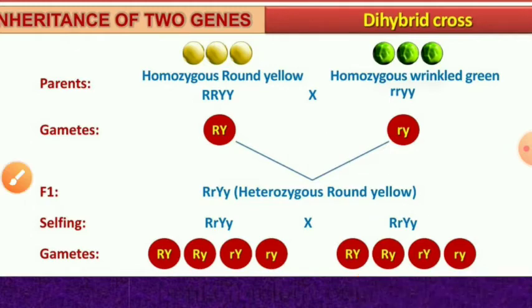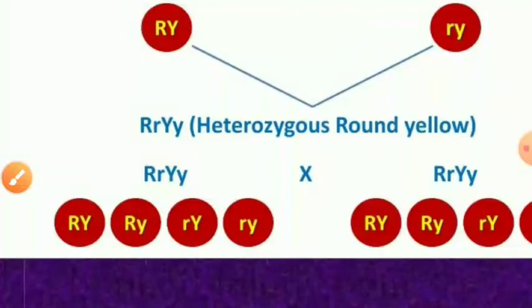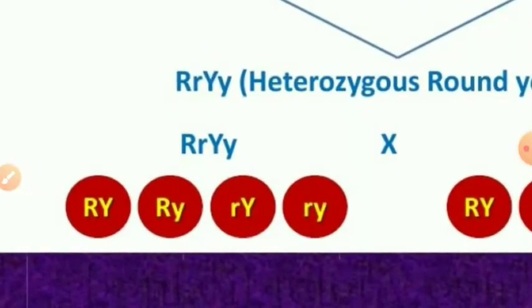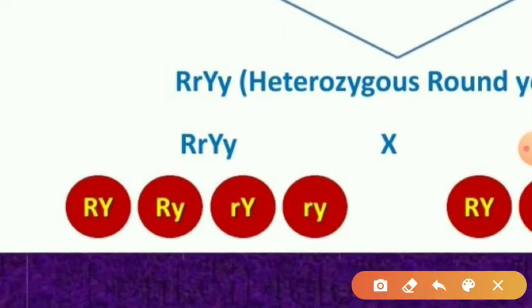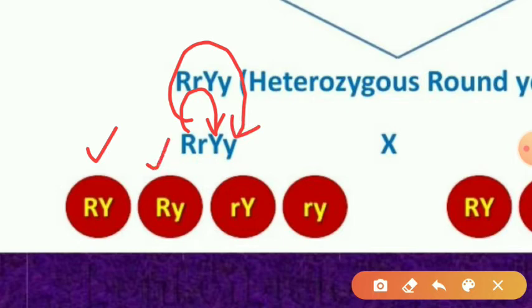Okay, I will show you the gamete formation in the F2 generation. See, capital R, capital Y, first gamete. Then capital R, small y, next. Then small r, capital Y. Then small r, small y, that is the last gamete.